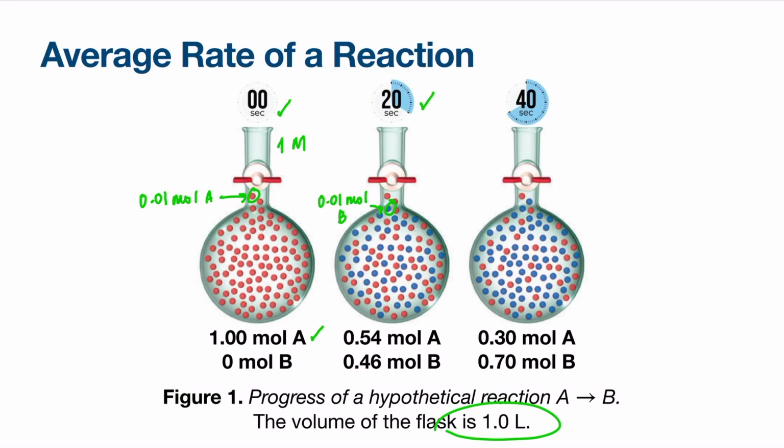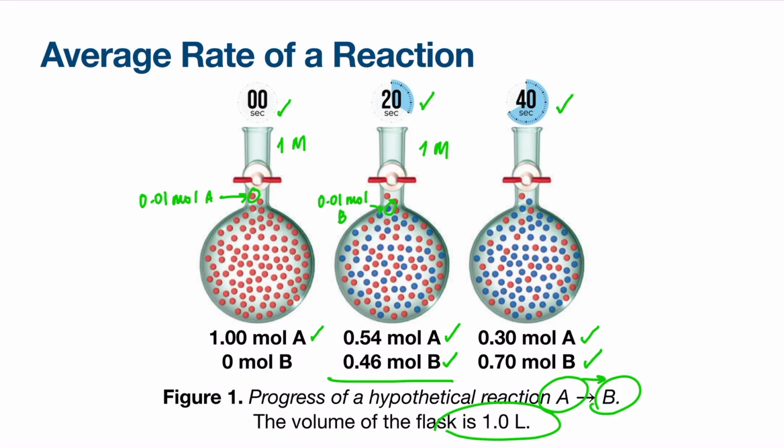After 20 seconds, the concentration of A has decreased to 0.54 molars, while the concentration of B has increased to 0.46 molars. Notice that the total concentration is still 1 molar, because for every mole of A that reacts, 1 mole of B is produced. And after 40 seconds, the concentration of A has dropped further to 0.30 molars, and B has risen to 0.70 molars.